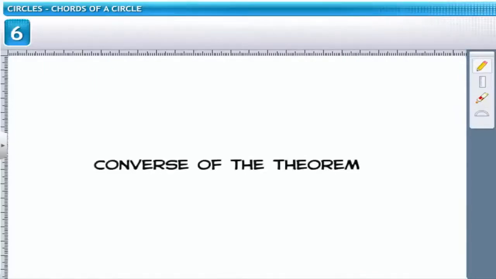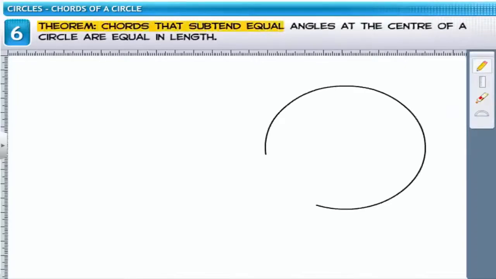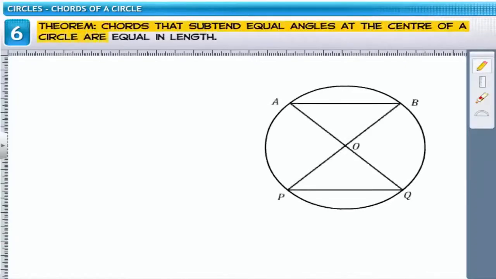Now let us see if the converse of what we just proved is also true. The theorem states that chords that subtend equal angles at the center of a circle are equal in length. Consider a circle with center O and two chords AB and PQ such that angle AOB equals angle POQ. Now we have to prove that AB equals PQ.